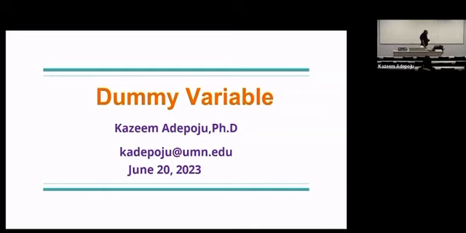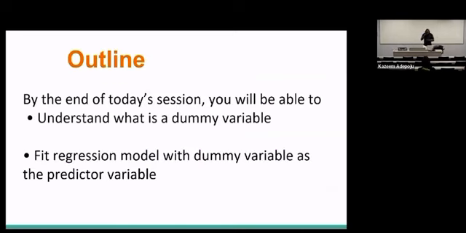Okay, so in the outline, give me 1 second. In the outline, I'm actually going to walk you through the understanding of dummy variable. What do we mean by dummy variable? And of course, how do we fit a regression model with a dummy variable as a predictor variable? When I say predictor, I mean the explanatory variable or the independent variable.